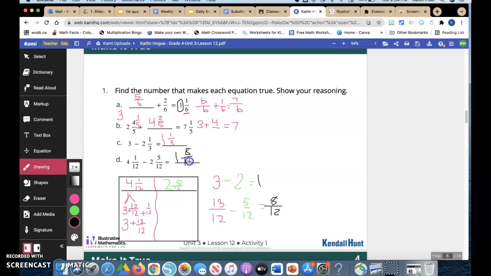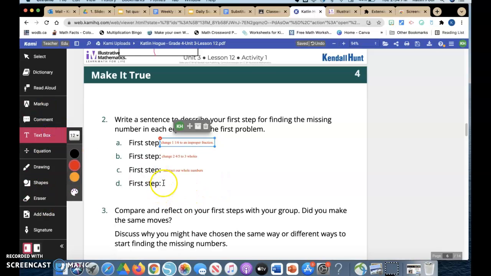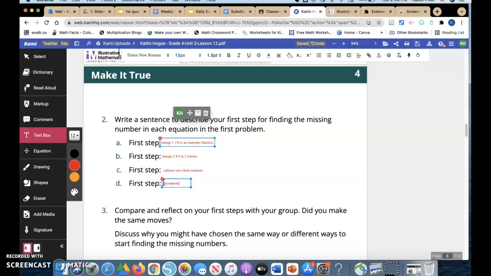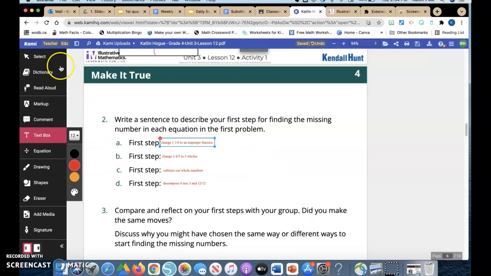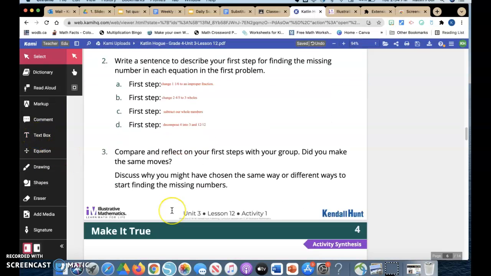So, let's look at our first step. Our first step was to decompose 4 into 3 and 12/12. So guest teacher, if you don't mind, will you pause on the screen and give students an opportunity to get these written down if they do not have them already? Whenever they are done, you can go on.